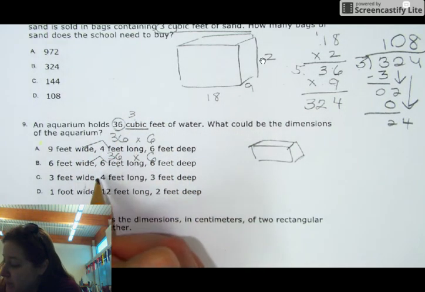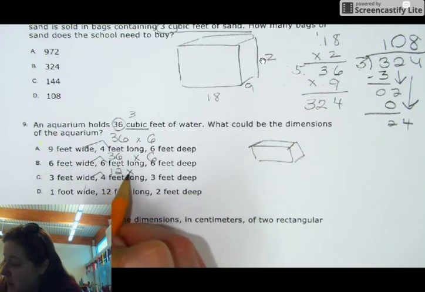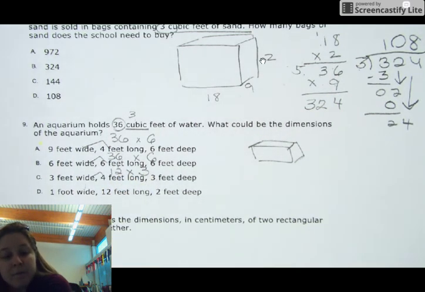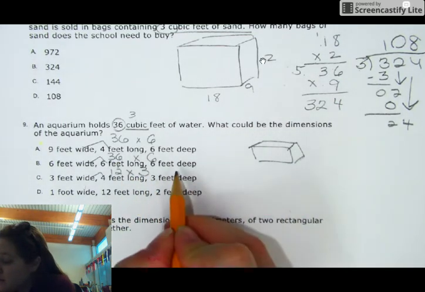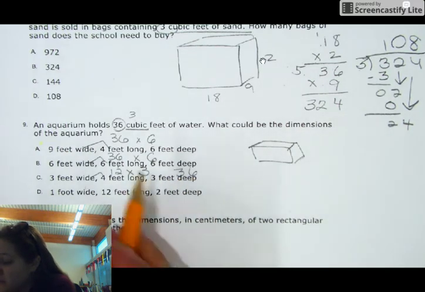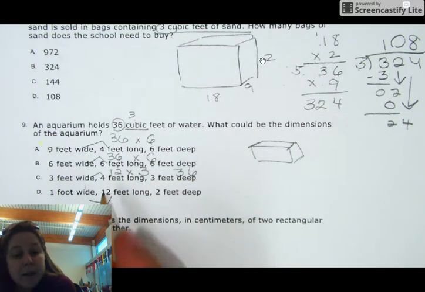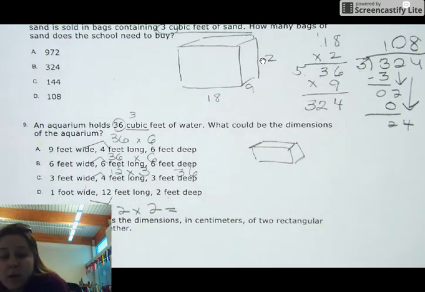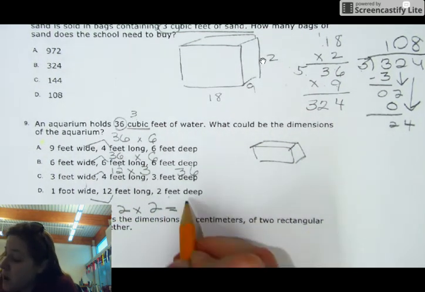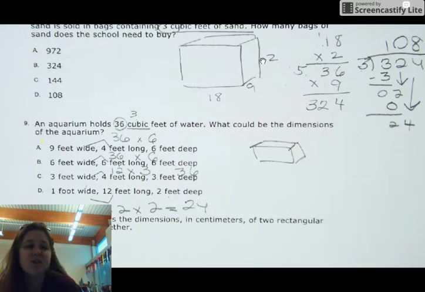3 times 4 equals 12. And then I have to times it by 3. And if you know your multiplication facts, you are aware that 12 times 3 is 36. Let's look at the last one. 12 times 1 is 12. Times it by 2, you get 24. Your answer is C. Make sure you circle C, not just have this written down, because if you are listening to me, you will have the correct answer.